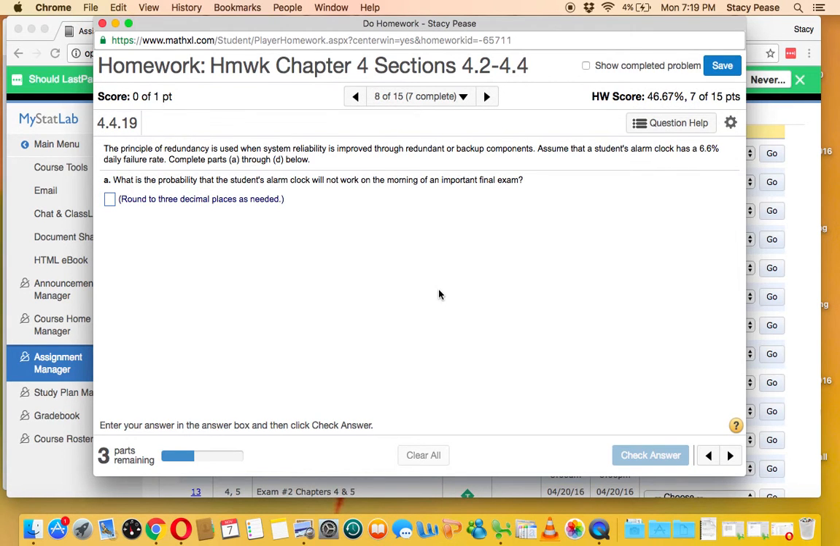So the principle of redundancy is used when system reliability is improved through redundant or backup components. What does that even mean? No, this is not a concept that we talked about in class at all, so it's not something that you would have learned in class from me. What they're talking about here is basically the fact that if you want to improve the reliability of something, the more redundancy you build into it, the more likely it is to happen.